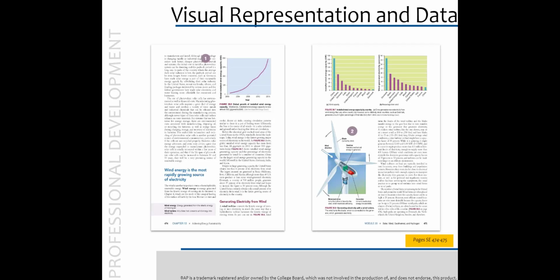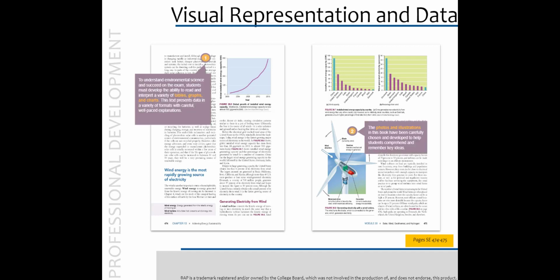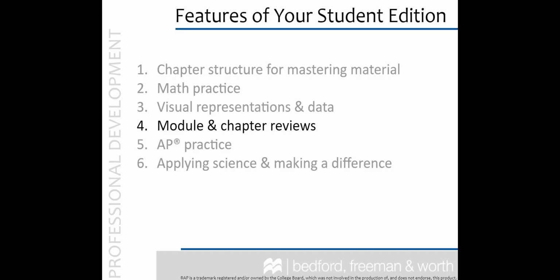To understand environmental science and succeed on the exam, students must develop the ability to read and interpret a variety of tables, graphs, and charts. This text presents data in a variety of formats with careful, well-paced explanations. The photos and illustrations in this book have been carefully chosen and developed to help students comprehend and remember key ideas. Working with carefully chosen tables, graphs, and charts will help students read and interpret data presented in a variety of formats. Module and chapter reviews provide ample opportunities to review and solidify knowledge.